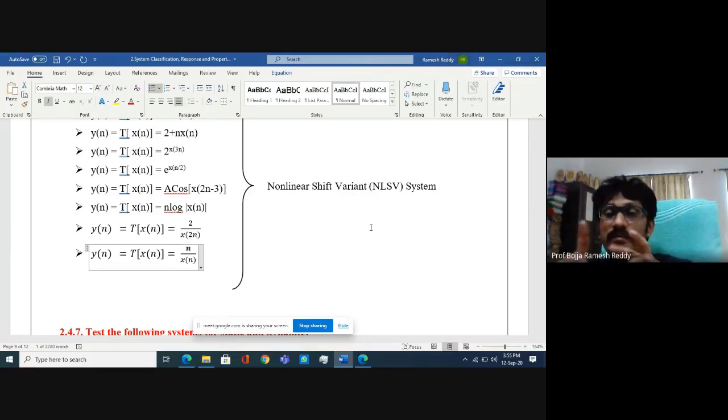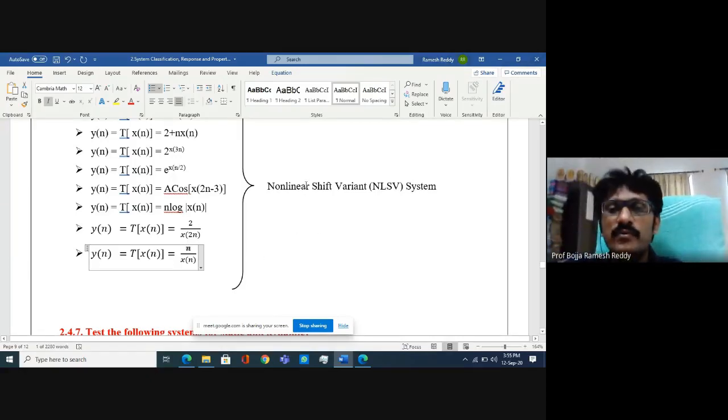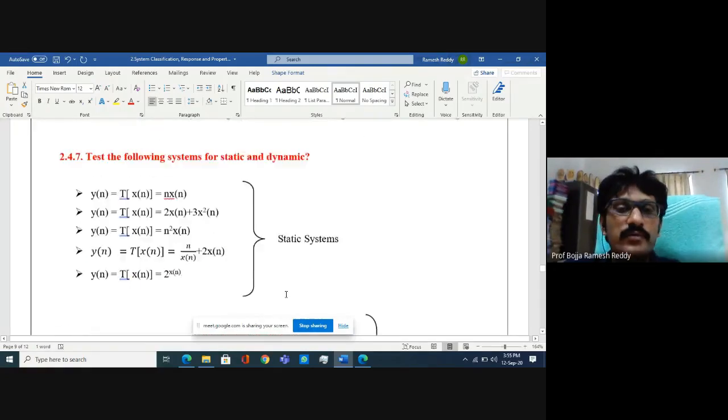Shift invariant and time invariant are the same; we can replace one with the other. In general, shift is used for discrete time systems, while time is used for continuous time systems as well as discrete. Especially in the discrete domain, we go for shifts. Okay, that's the end of that problem. Next problem.